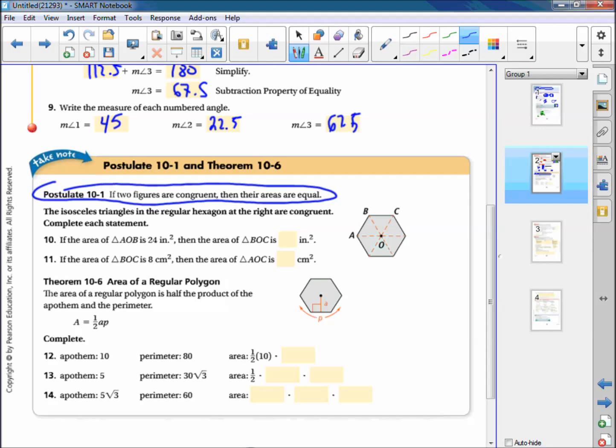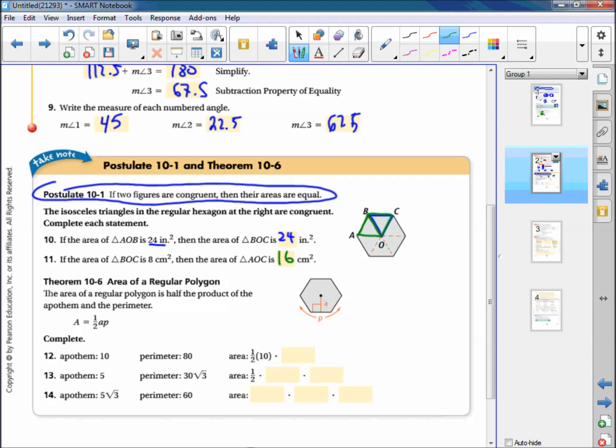If the area of triangle AOB, that's this one, is 24, we're asked, what is BOC? Well, BOC and AOB should be congruent, so they should both be 24. Okay. All right, our second question here says this. If the area of BOC is 8, so that one's 8, what is the area of AOC? So AOC is this shape, but it's formed by 2 of the BOCs. So this is going to be 16. Okay. All right, and then theorem 10-6, the area of a regular polygon.